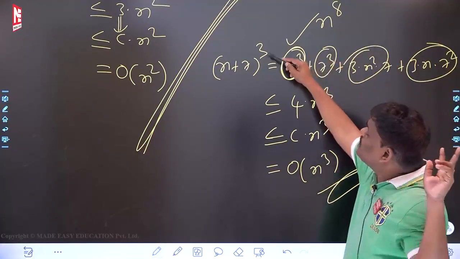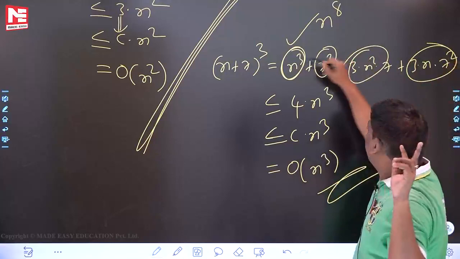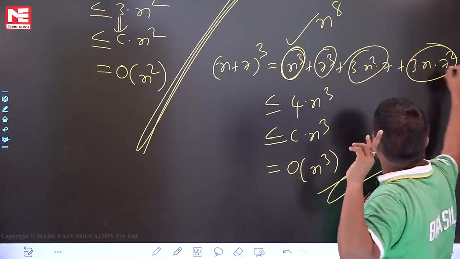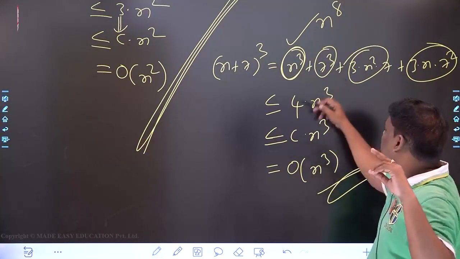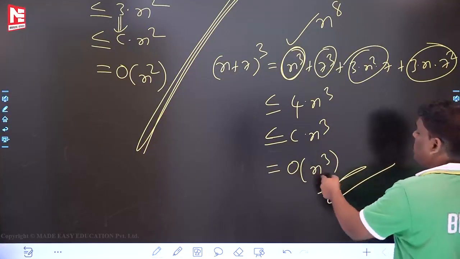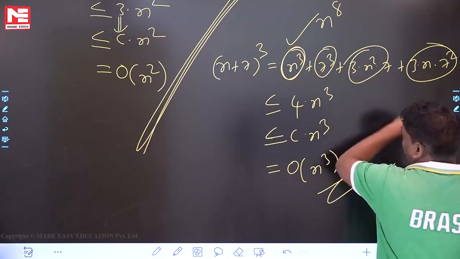See this one. (n plus 7) whole cube, the actual meaning is this. A very big expression is there. The actual meaning is this one, right? But I took the larger one, n cube, so 4 times. Because I have taken the bigger one everywhere, it is an upper bound. Big O is possible for c value 4. Big O. Can you help me now?